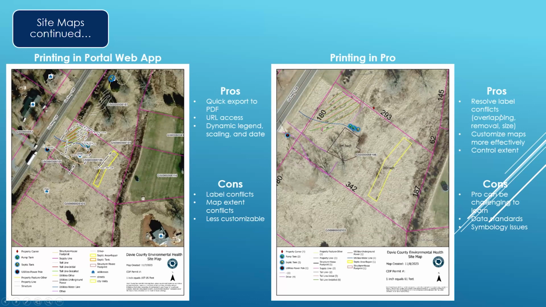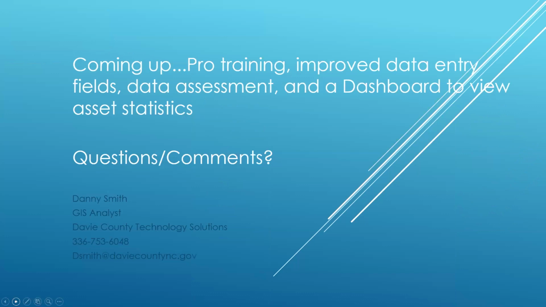But printing in Pro, overlapping was a big conflict resolution perk there, and just a lot more control over the maps. And yeah, coming up, I'm going to offer some more extensive training for them in ArcGIS Pro.